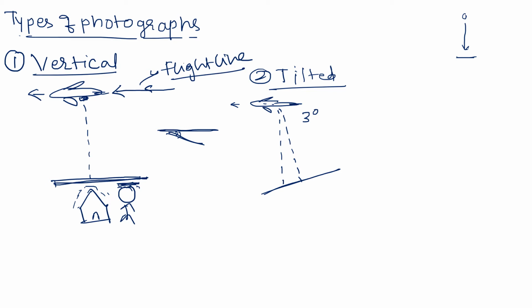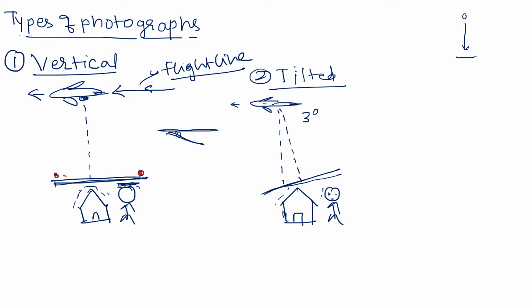But now if this is my house, and here there is a human being standing, I'll be able to see this part. If there is a window here, I'll be able to see that window. I'll be able to see the human face also, because of the small tilt. But what will happen here is the scale at this corner will be the same.